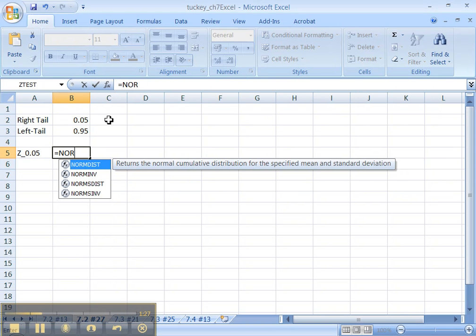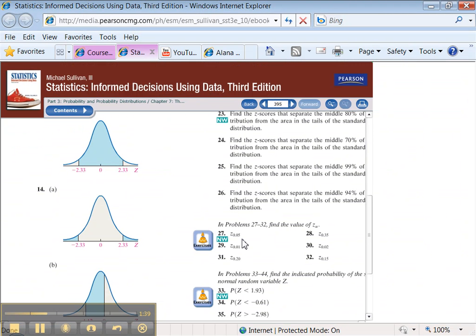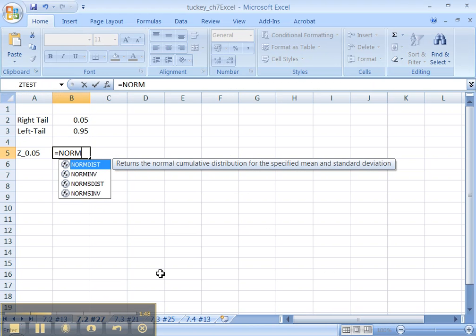It's called norm. Now notice when you get to norm, there are 4 of them. There's norm S dist. We already used those. Those are for finding probabilities. I'm not looking for a probability here. I know the probability. It's 0.05 and 0.95. What I'm looking for are these scores that go on the bottom, the horizontal axis scores, the z-scores. For those, I'm doing the inverse. So it's going to be norm S inverse because this is the standard normal curve. You can tell because it's Z. Z goes with the standard ones.